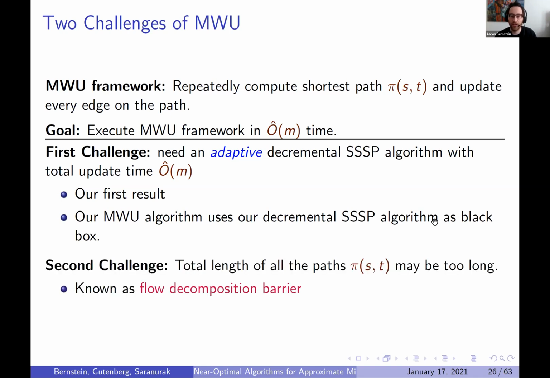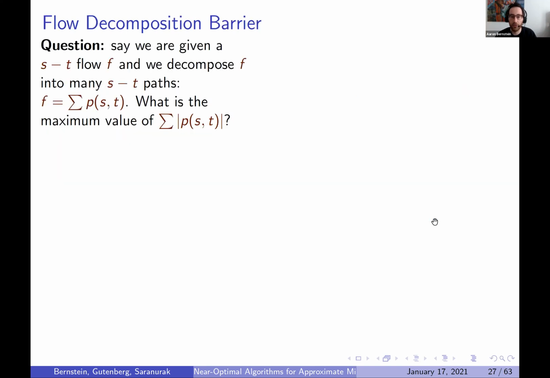There's a second challenge, which is that even if your data structure can find the paths really quickly, at the end of the day, MWU has to go through every path that you find and one by one update the weights on all the edges. So the running time is at least going to be the total length of all the paths that you return. And it turns out this total length can be too long. This is what's known as the flow decomposition barrier. So I will talk about it for a little bit.